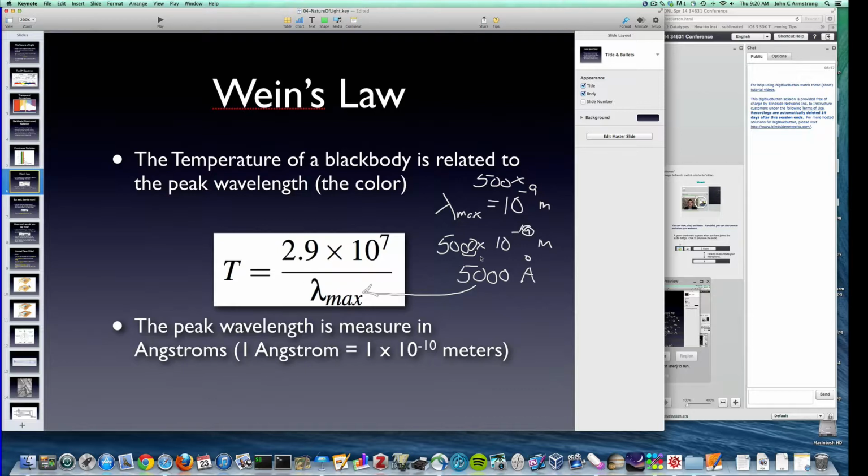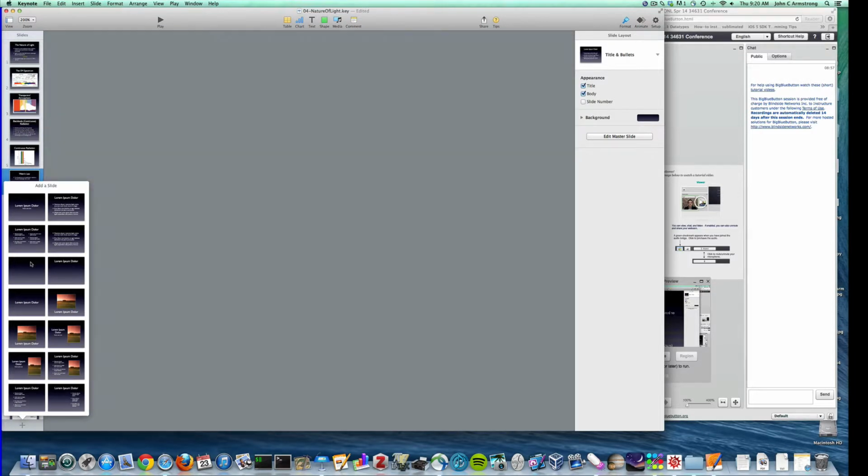But it gets a little bit better, because if I have a hot object, I'm going to just draw a hot object here.